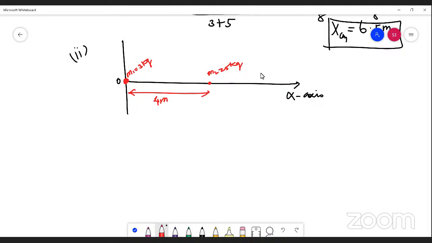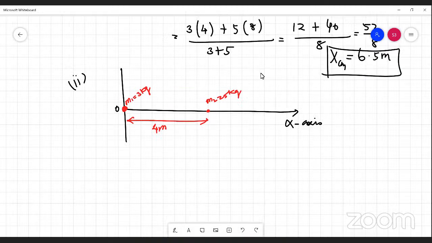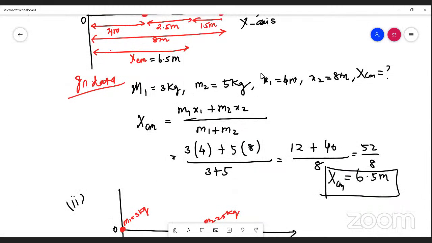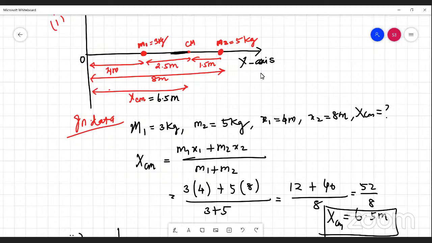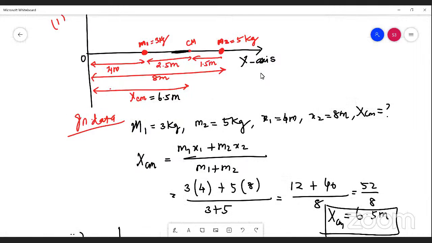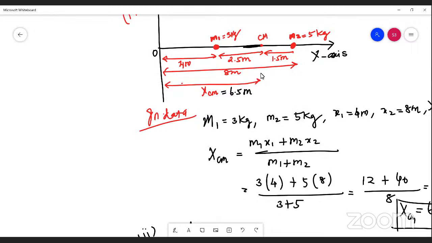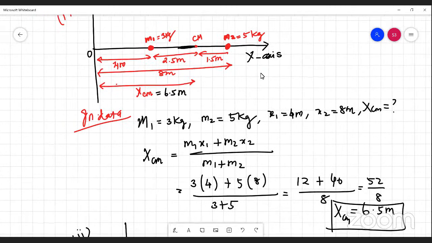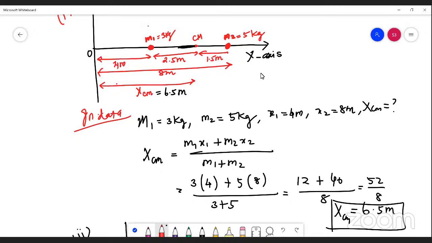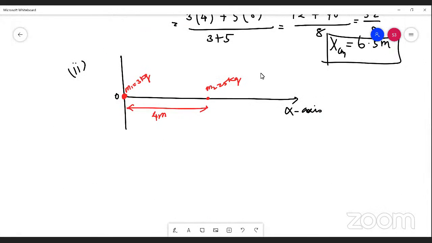From the diagram itself, we can understand. I can go to the diagram once again here. If M1 is at a distance of 4 meter and M2 is at a distance of 8 meter, then the distance between M1 and M2 is 4 meter. See, the distance between M1 and M2 is 4 meter. So this is what I have mentioned here. If the origin coincides with the mass M1, then the distance between the two masses M1 and M2 is 4 meter.